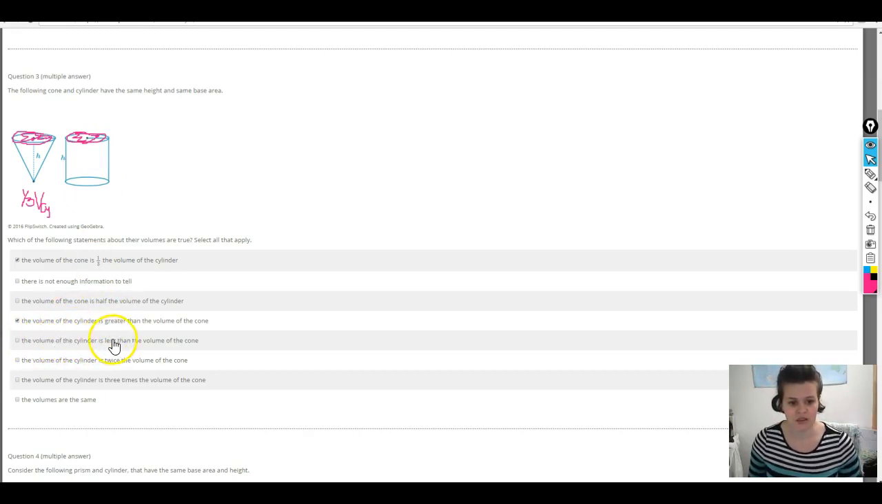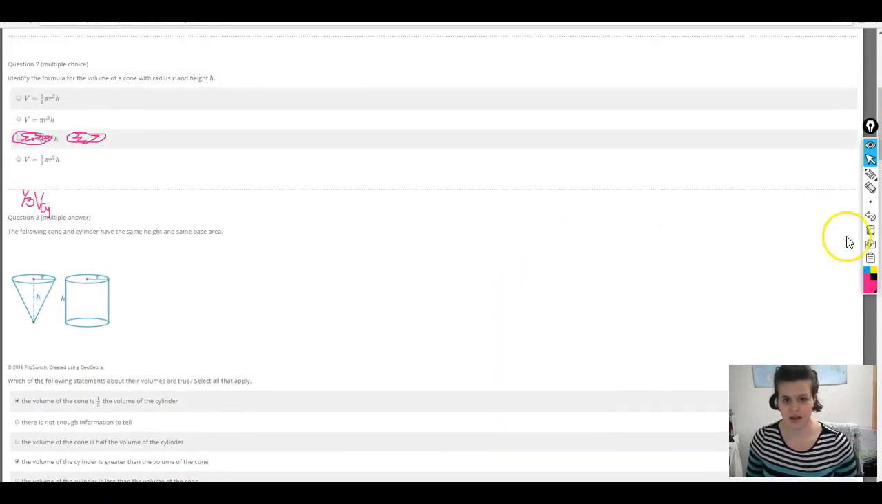The volume of the cylinder is less than the volume of the cone. No. The volume of the cylinder is twice the volume of the cone. No. The volume of the cylinder is 3 times the volume of the cone. Yes, that's the relationship between these two. The cone is 1/3 of the cylinder's volume, or the cylinder is 3 times the volume of our cone. And so there's your help for this lesson.